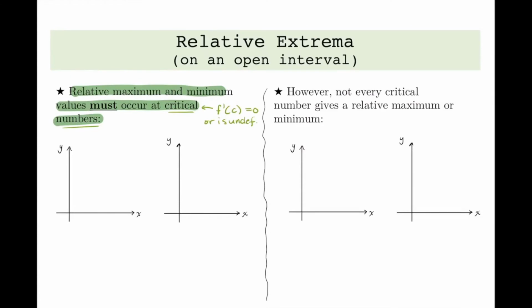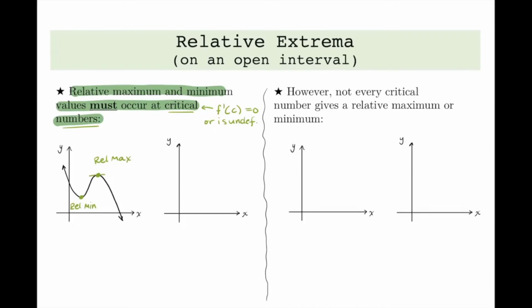Now, why is this the case? Well, if we have a function that maybe looks something like this, then we can clearly point out that we have a relative minimum here and we have a relative maximum here. And at these 2 points, we see that the derivative is equal to 0 there, right?